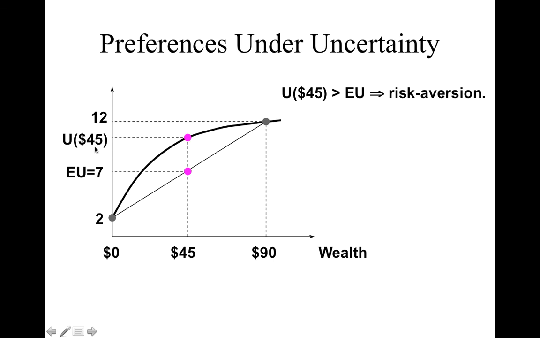So if you derive a higher utility from having $45 for certain rather than facing the gamble and have expected utility of 7, we will call you risk averse. You prefer a lower amount for certain than having a 50% chance of getting a higher amount. Notice that for a risk-averse person, the marginal utility declines as the wealth rises. So the utility curve is increasing, but it increases at a decreasing rate.